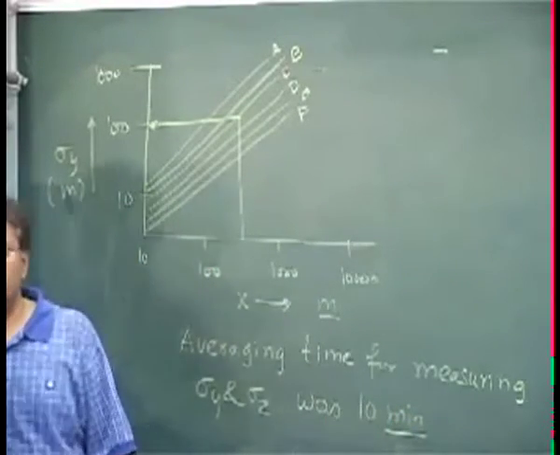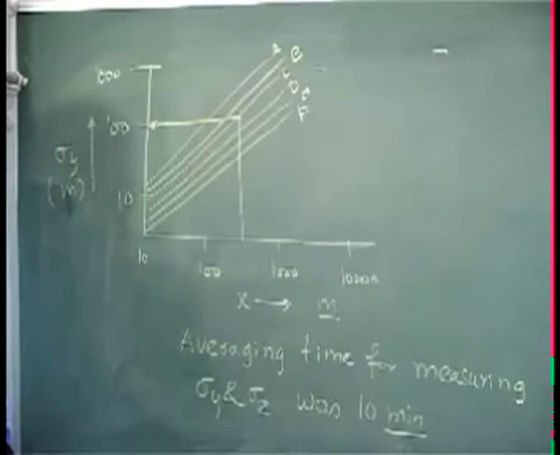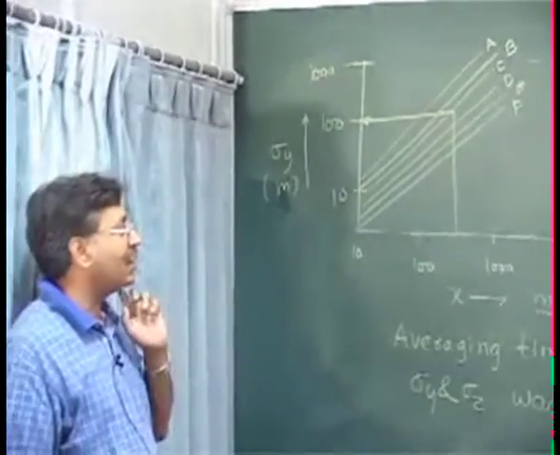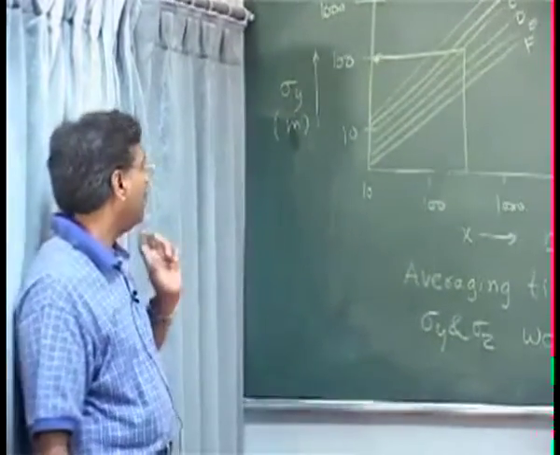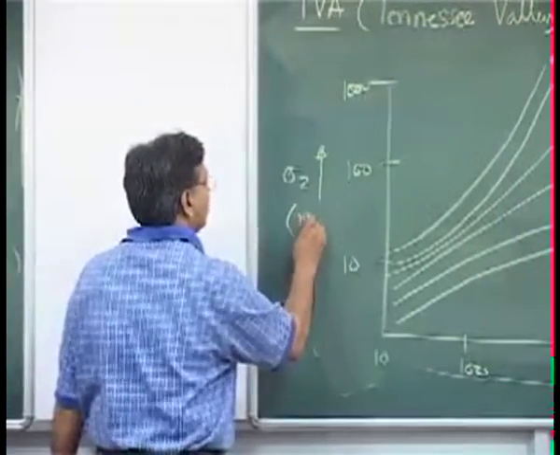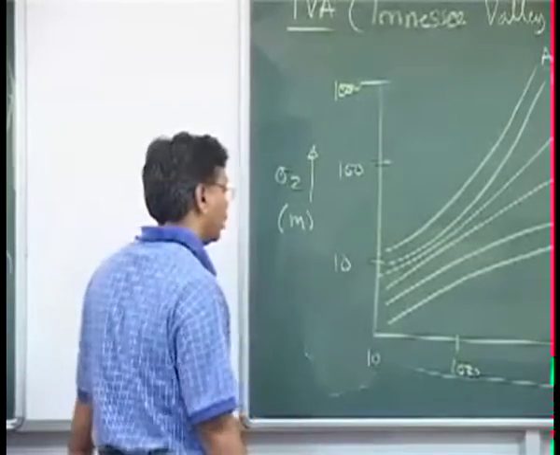Was 10 minutes, okay. Then the person stood there for 10 minutes taking the sample. So that was the 10 minutes. So essentially by using these sigma y and sigma z graphs, you will be finding out the 10-minute average concentration, okay.